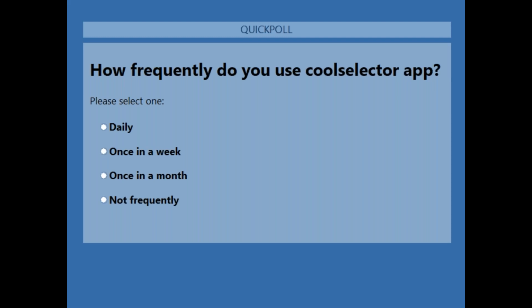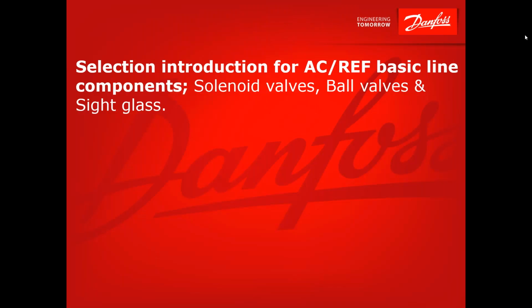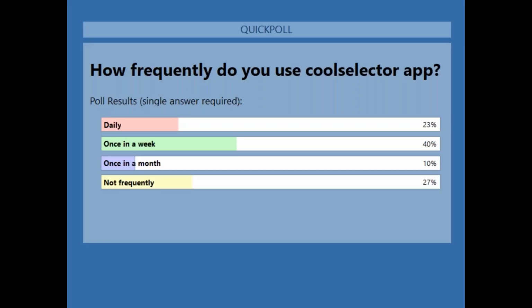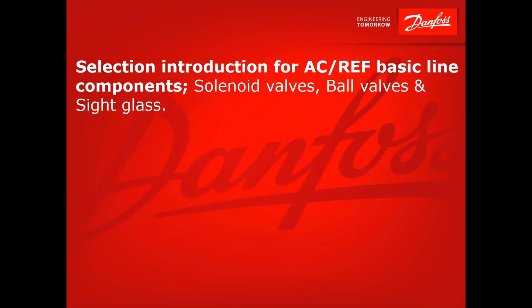Good. So I think at least we have got 50% of response, and it's pretty good. We can see that almost once a week people are using Coolselector. So I believe most of them are using it quite frequently. That's good. Thank you. We'll come back with something more interesting. Over to you, Carlo.